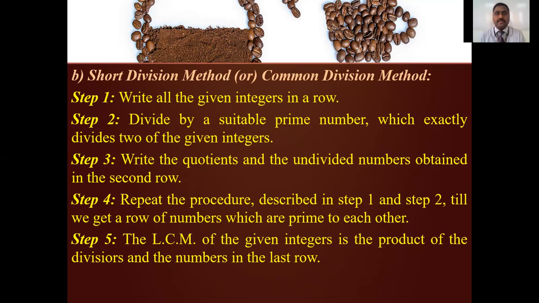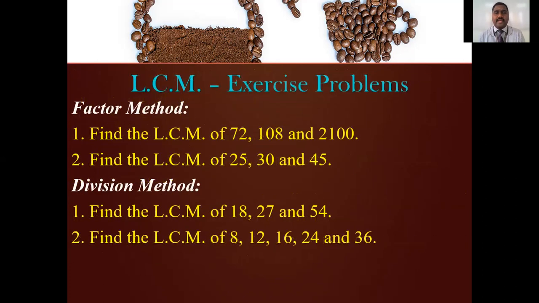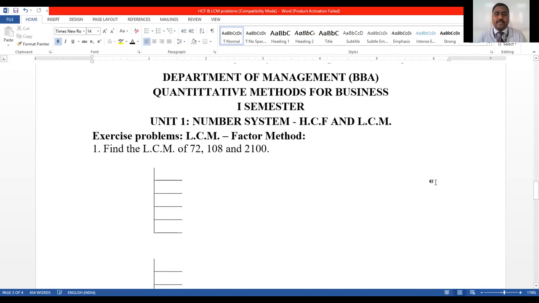Okay, now I will work out a few problems on LCM, how to calculate the least common multiple for the given problem by using the factor method and division method. Right? Okay, now I will solve the first problem. See, this is the first problem: find the LCM of 72, 108, 2000.